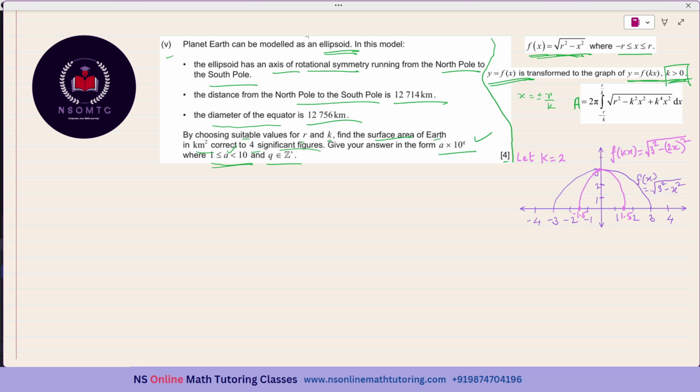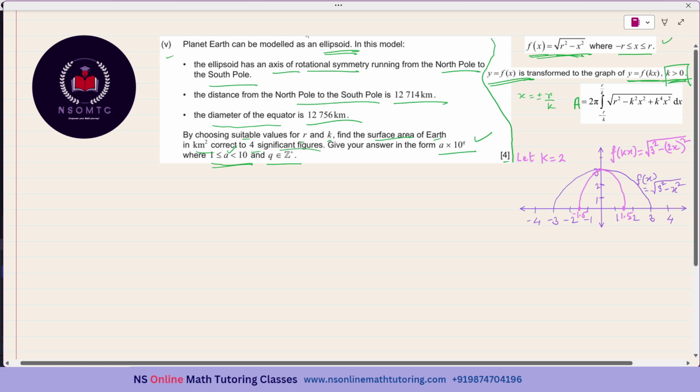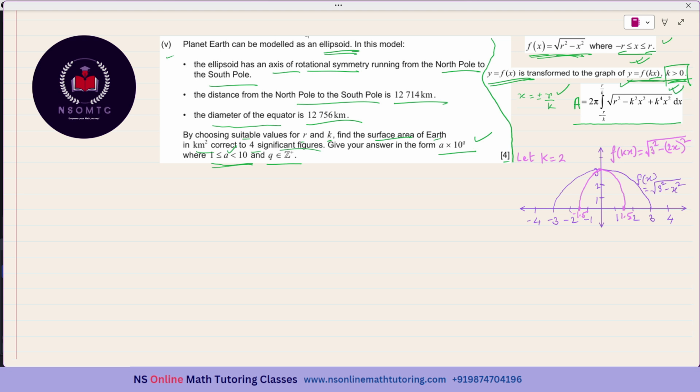And previously, in the case of a semicircle, the x-intercepts were minus r and plus r. Now, when it got changed to a semi-ellipse, the graph of this y equals f of kx was a semi-ellipse, and the x-intercepts were plus minus r over k. And the surface area was expressed by this expression. We had found this expression in our previous subpart. Okay. Now I have taken up a specific case.